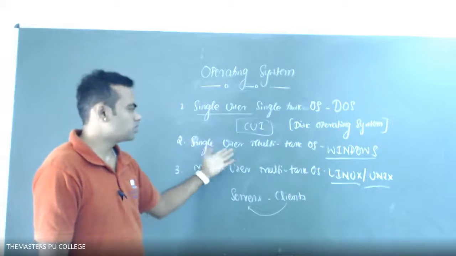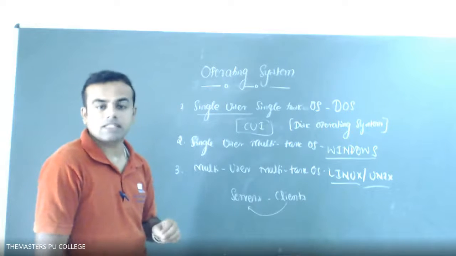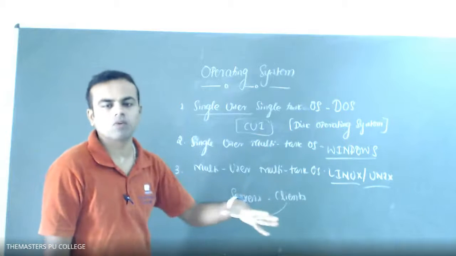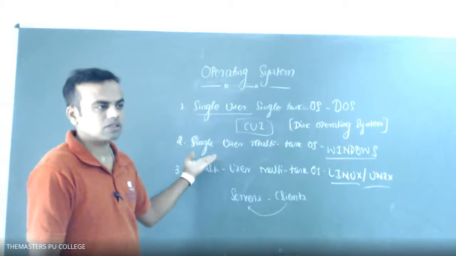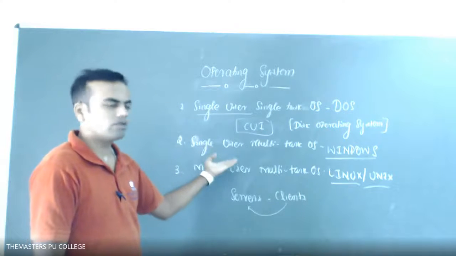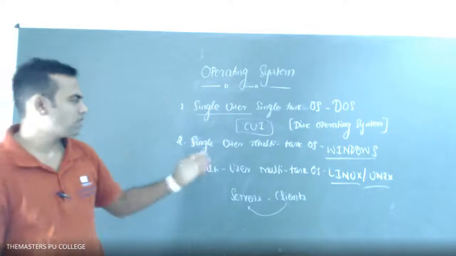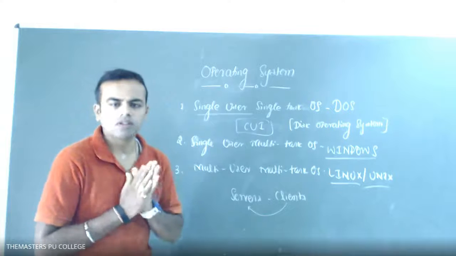Right. Single user multitasking operating system. A single person can work with the computer system and he can perform more than one task at a time. It is known as single user multitasking operating system. So example is Windows.